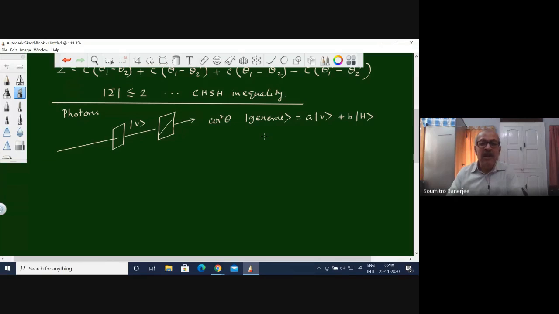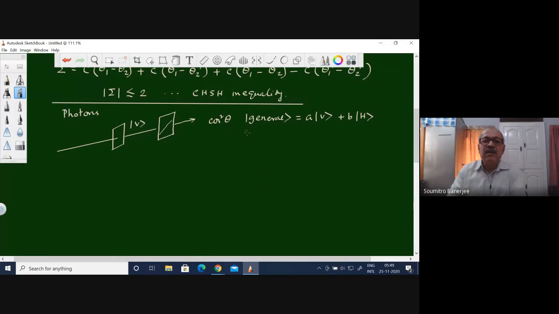And we learned that if there is a beam which is polarized at a particular angle theta, then its projection onto the vertical direction will give the probability as cos squared theta. So Malus law actually follows from what we have done.